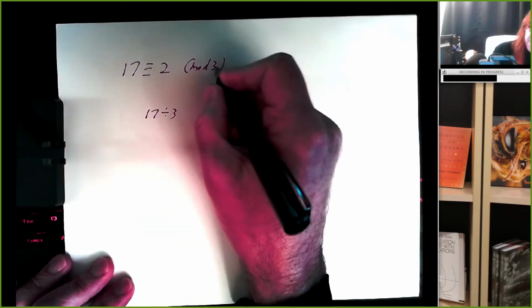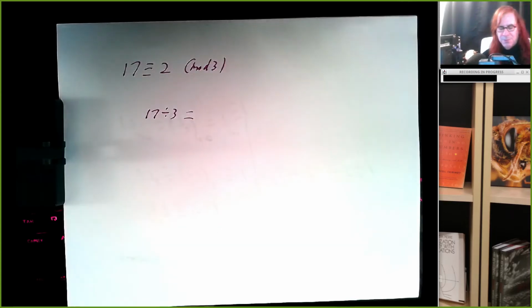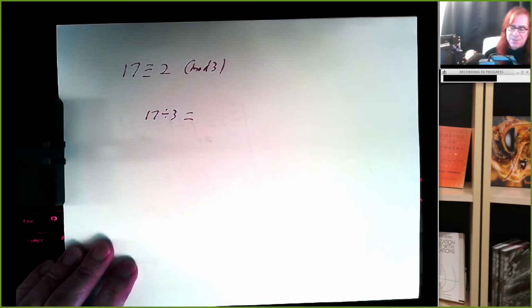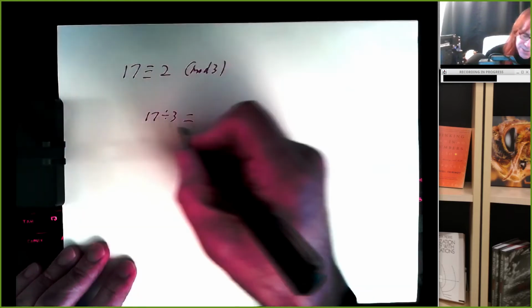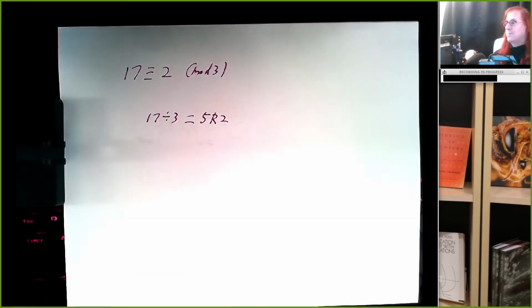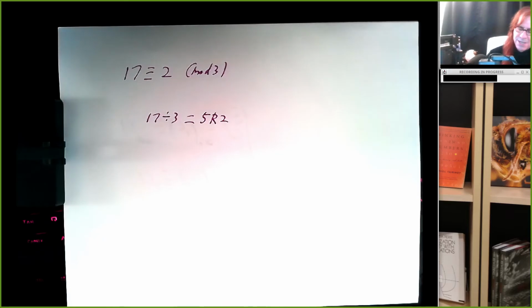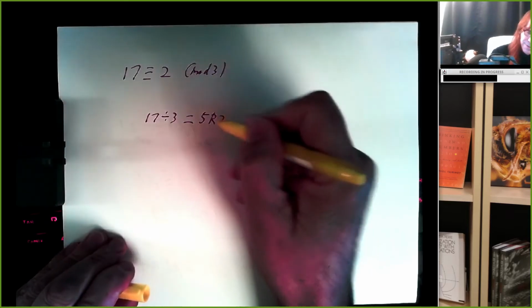If I take 17 and I divide by 3, what do I get? Well, if I'm a calculator, I get 5.66667. But if we don't know about decimals, how do we write this in elementary school? We say this is 5 with a remainder of 2. Okay, that remainder right there, that's this 2.